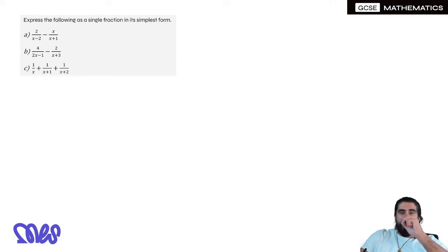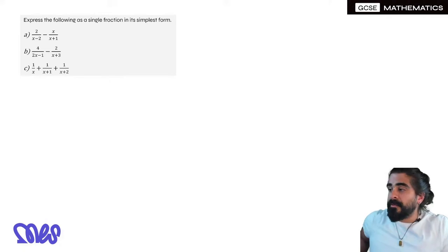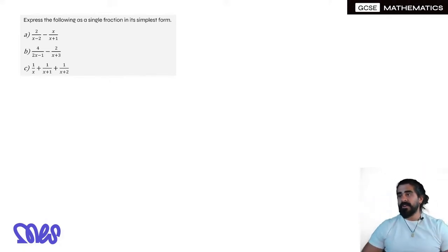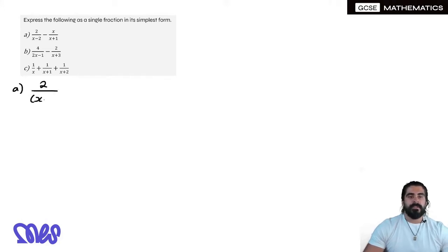Right, doing some harder ones. So express the following as a single fraction in its simplest form. But trust me, these aren't even hard. Yeah, they're not that bad. It's the same thing every single time. So look, we have 2 over x minus 2 minus x over x plus 1.